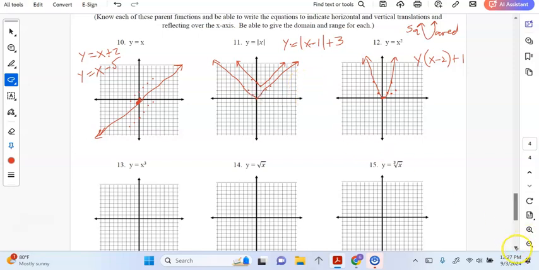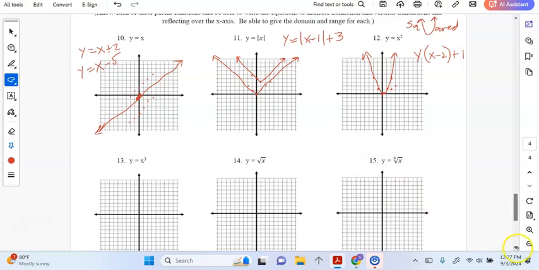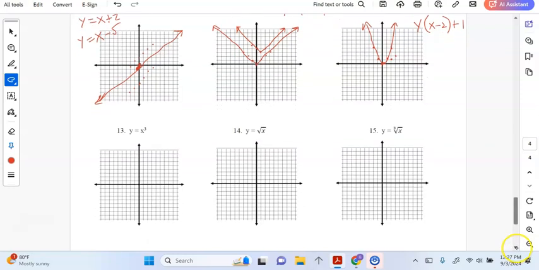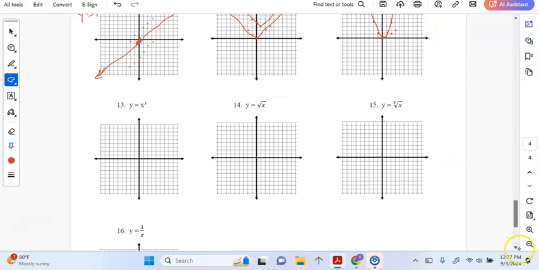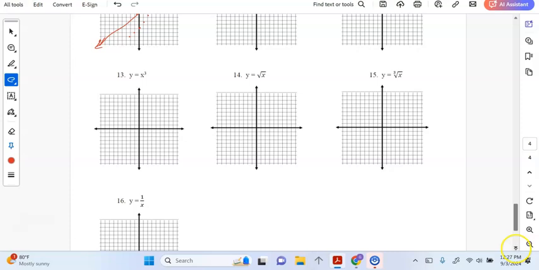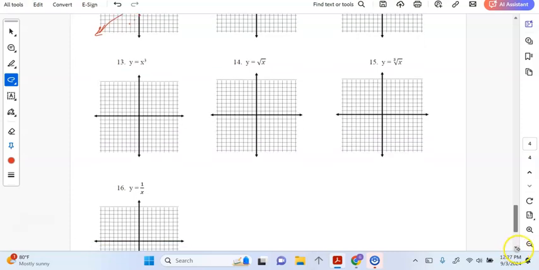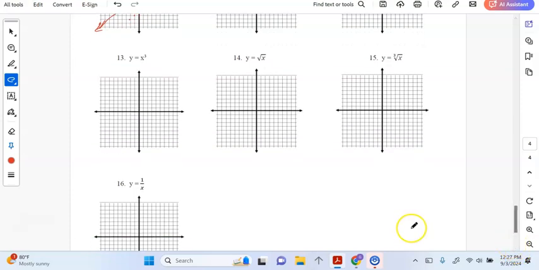Scroll down. Oh, slow down. Okay. Any questions? All right, let's get the, is that okay?